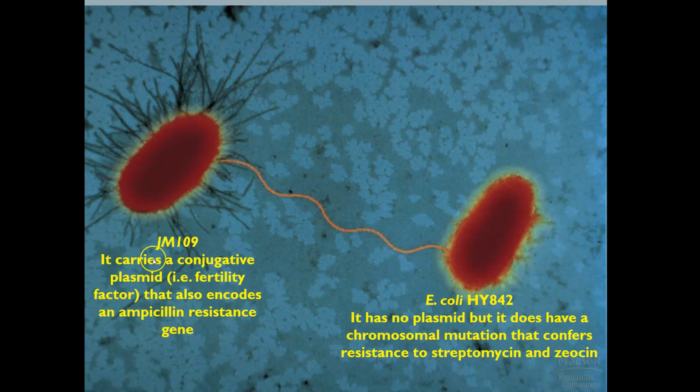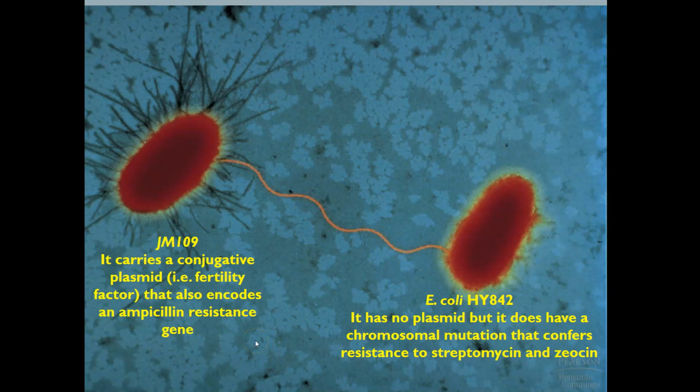So if we were to introduce ampicillin, which is an antibiotic, to this bacteria, it would survive. It knows how to get rid of ampicillin and survive, even though that antibiotic normally can kill bacteria. E. coli HY842, on the other hand, has no plasmids, but what it does have, on its huge chromosome, is resistance already to some antibiotics, including streptomycin and zeaxanthin. And we're going to utilize zeaxanthin for our experiments in the next 2 weeks.